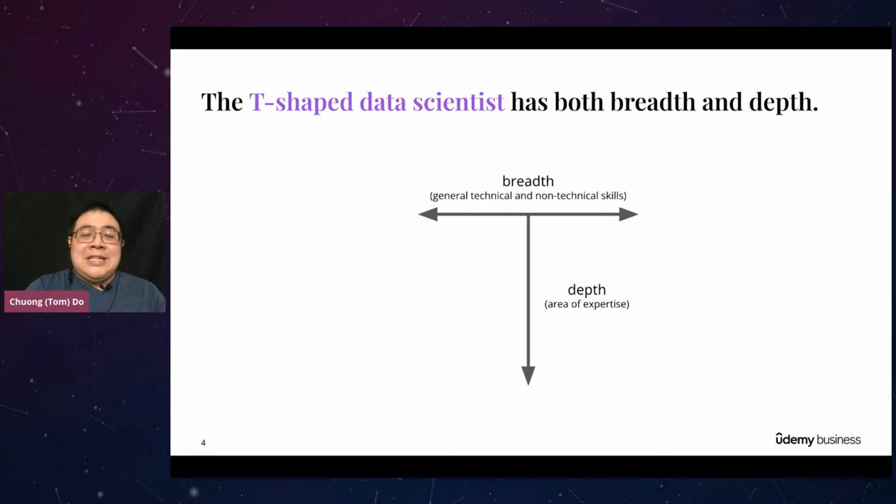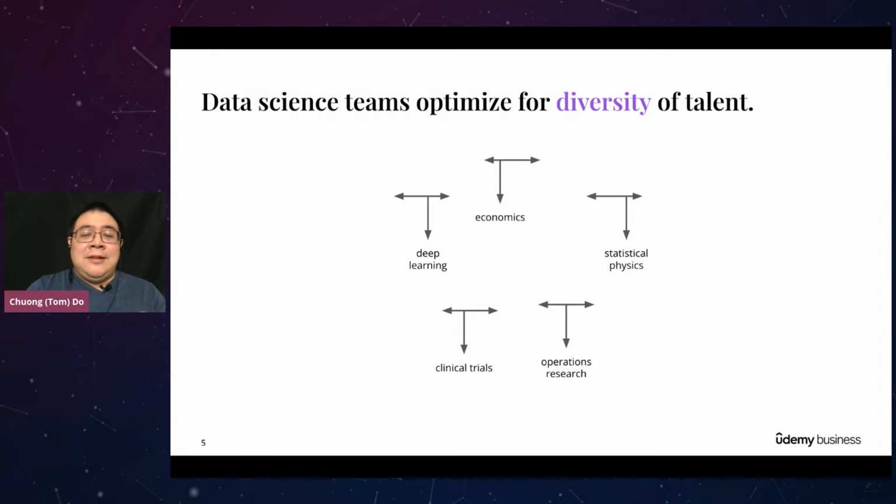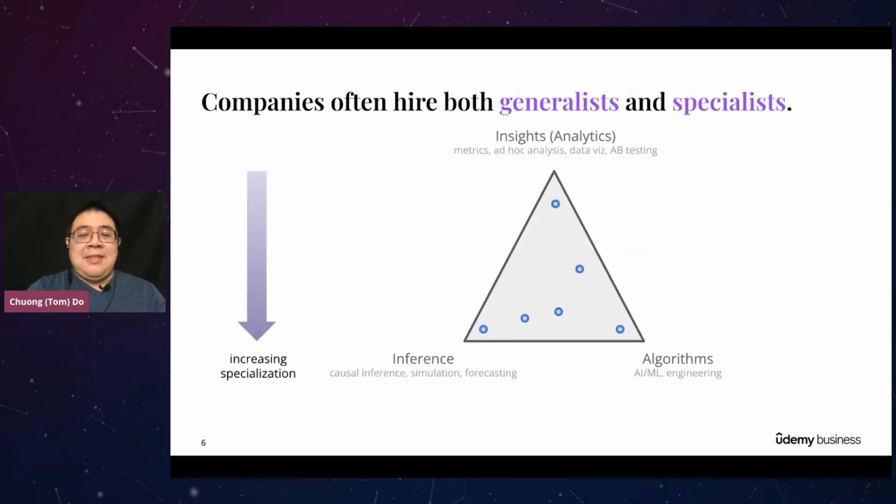The reason that T-shaped data scientists are so useful is that data science teams typically optimize for diversity of talent. It's impossible to have an individual who knows everything about economics, deep learning, statistical physics, clinical trials, operations, research all at once. So instead of hiring individuals who know everything, typically data science teams will build groups that collectively have all of these types of talents, right?